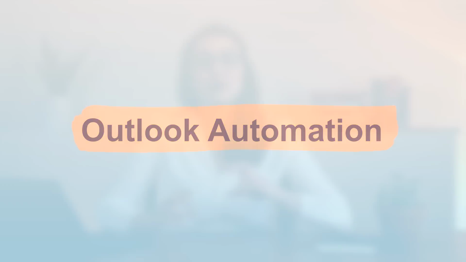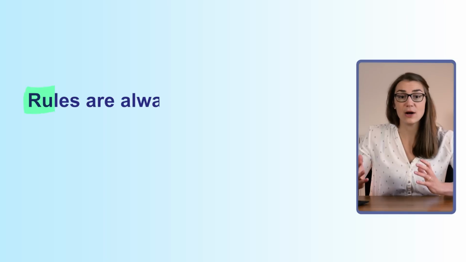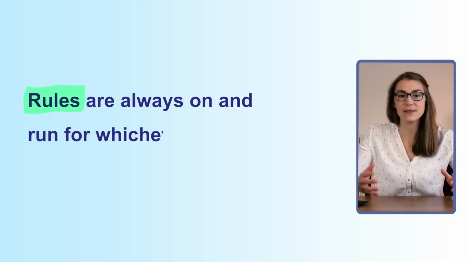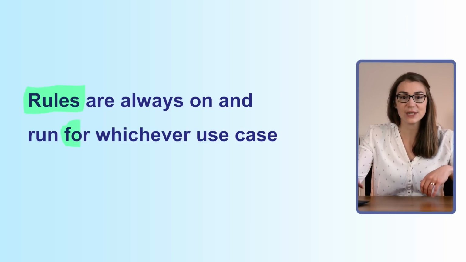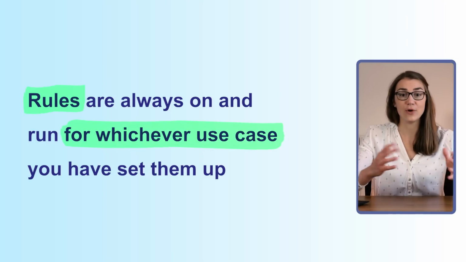In Outlook, there are 2 ways to automate, and we will start with the first real automation, which can be achieved by implementing rules. Rules are always on and run automatically in the background for whichever use case you have set them up. For example, when a message is received from a certain person or with a certain title, this message will automatically be moved into a folder that you have defined beforehand.